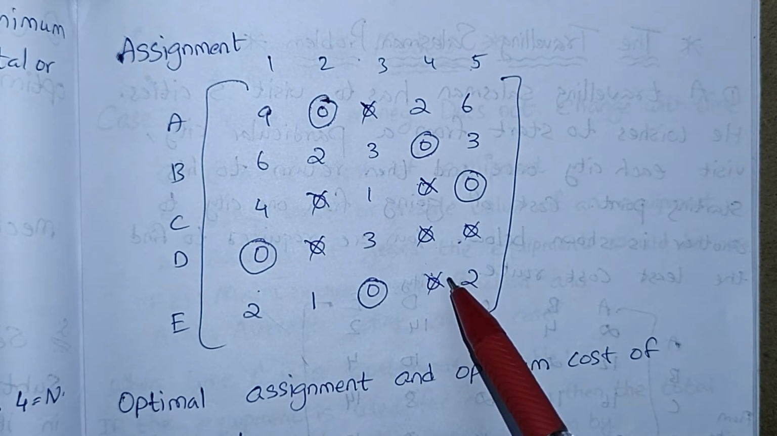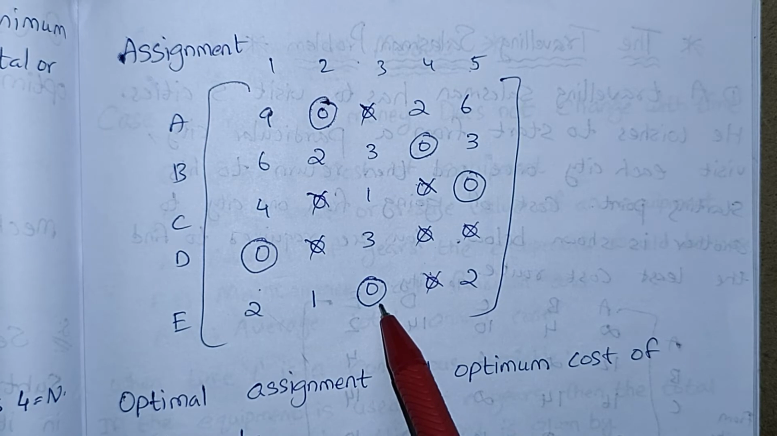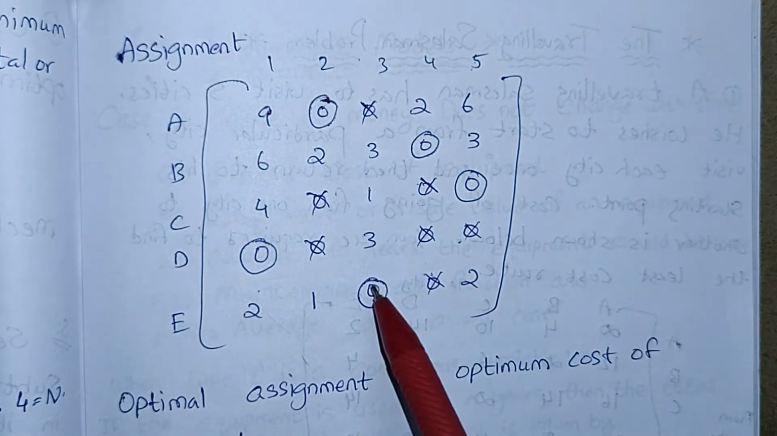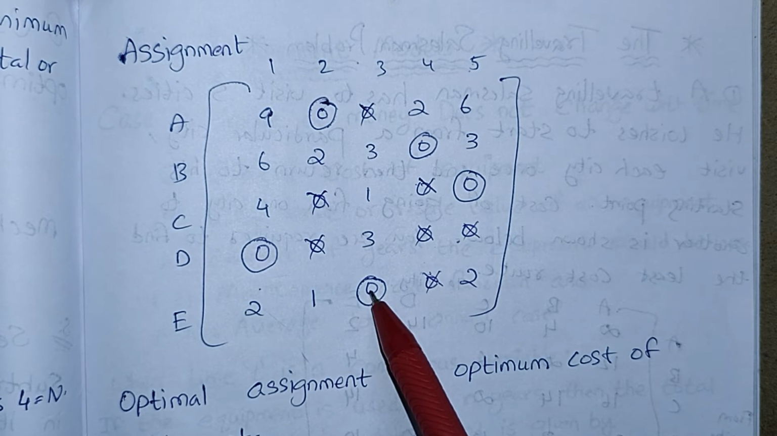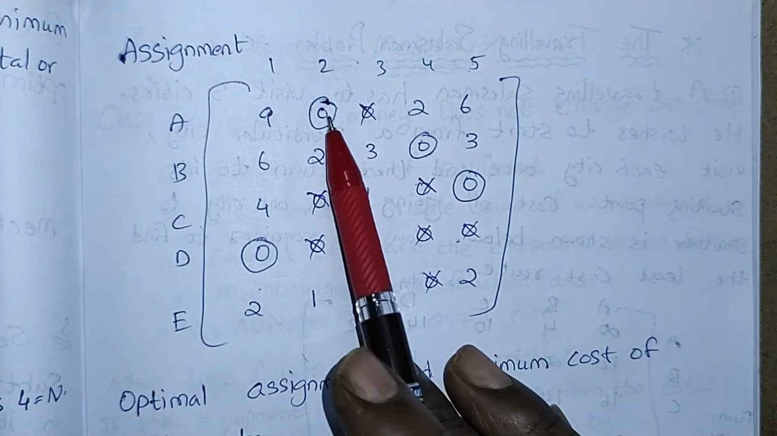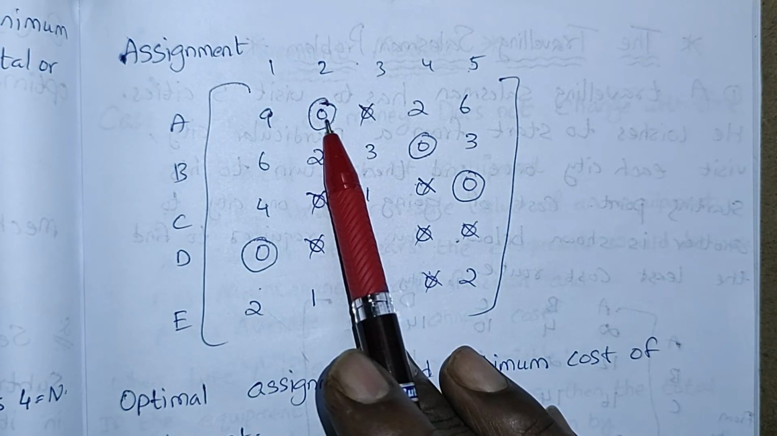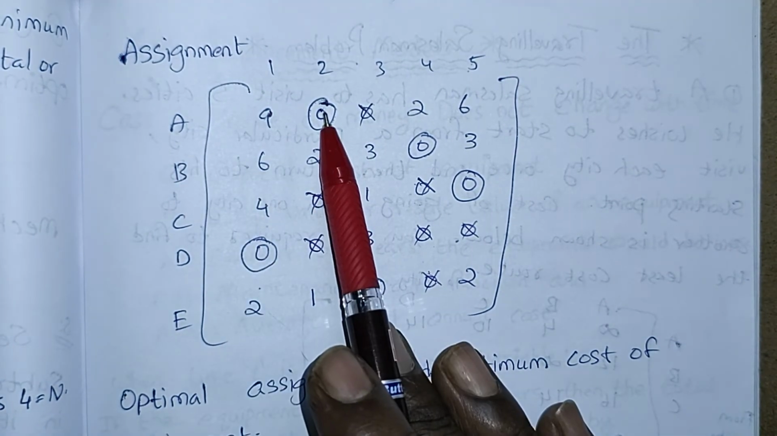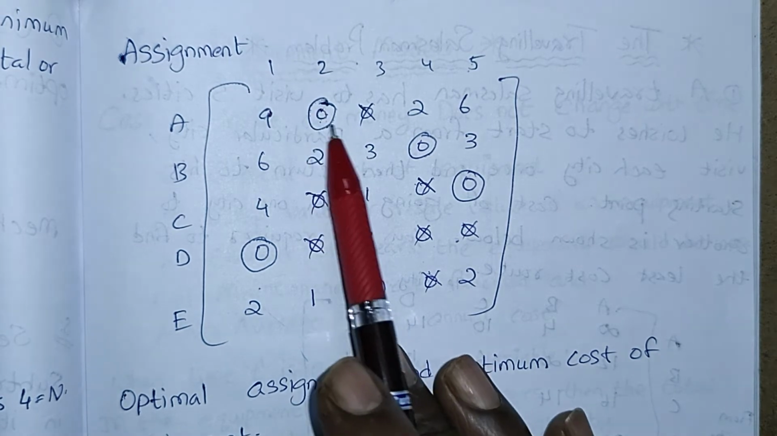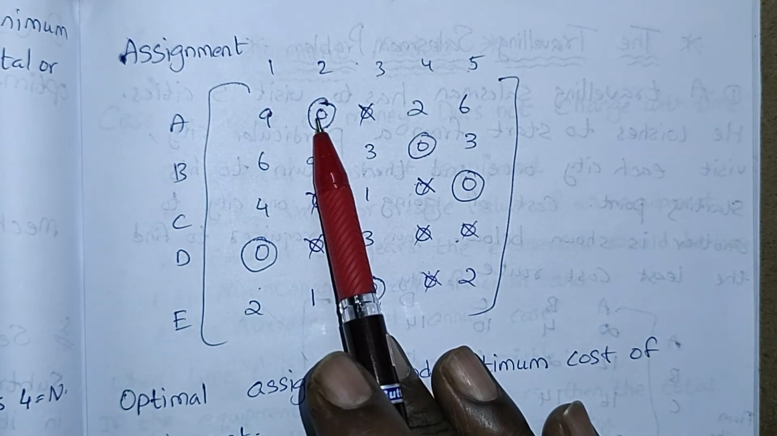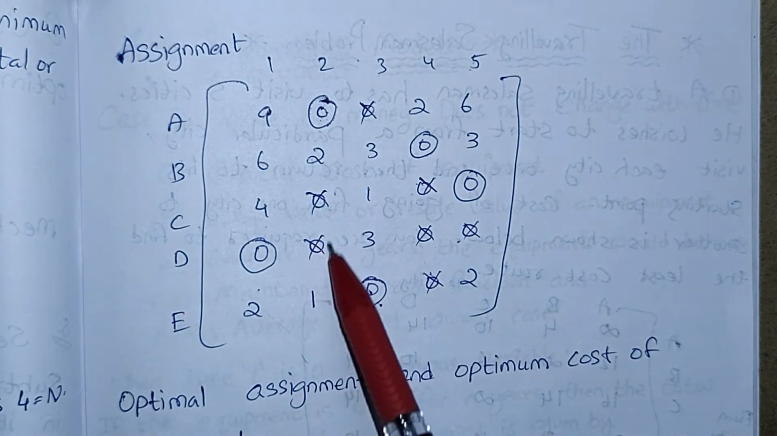Now row 5 has a single 0 in the cell E3. So in row 5, which has a single 0, we make an assignment in this cell and cross the second 0 in the third column. Finished. Next, row 1 has a single 0 in column 2, so that is A2. So make an assignment in this cell and cross the other zeros in the second column.